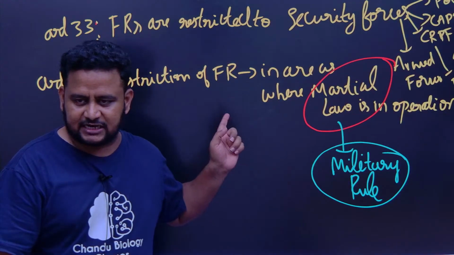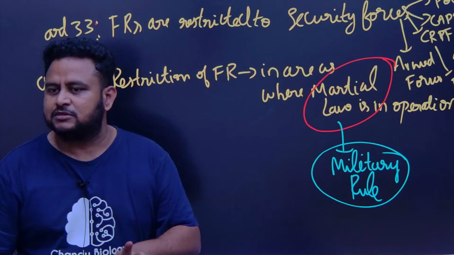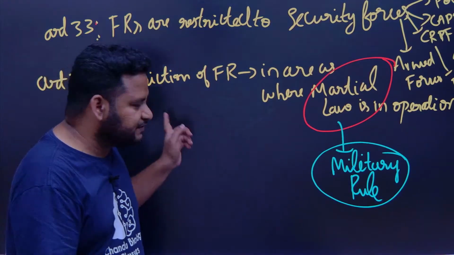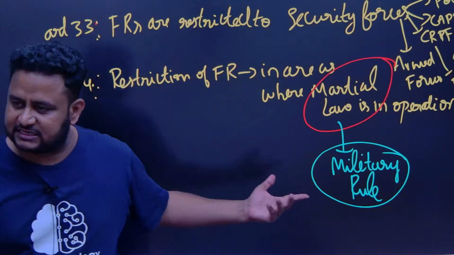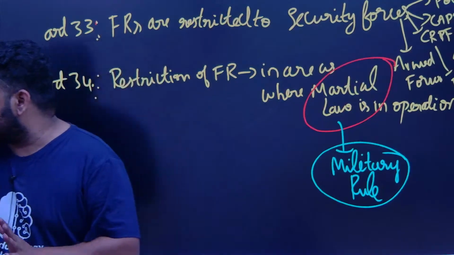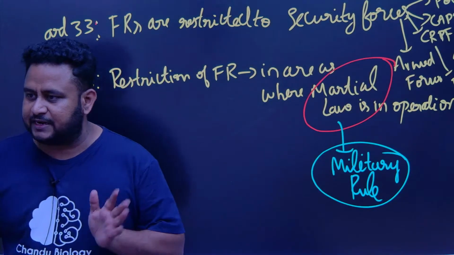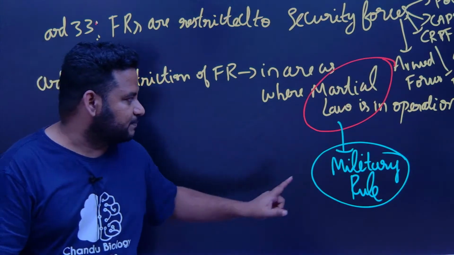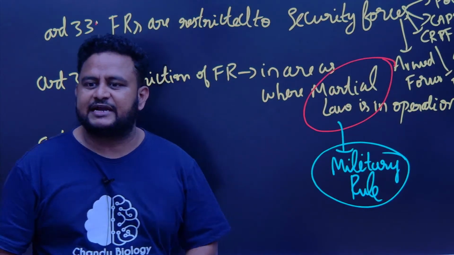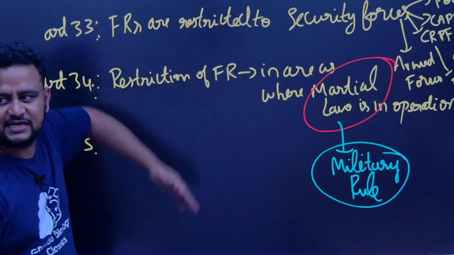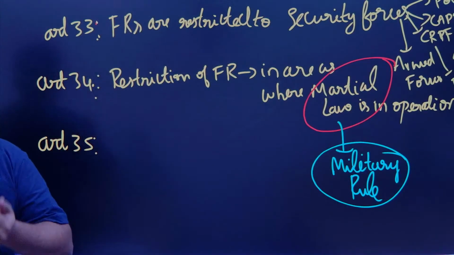That is the meaning of military rule. Article 33 is talking about restriction of fundamental rights to a certain group of people. Article 34 is about certain areas where martial law is in operation. Martial law means military rule. Got it? This is the meaning of it. Military rule is in operation. Article 34 is talking like that. Now Article 35. To give effect to any of the fundamental rights, who has the right to frame the law?